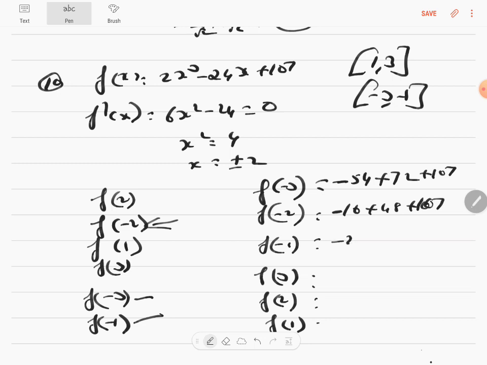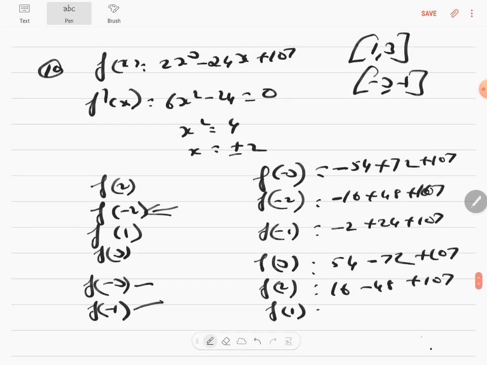minus 1 means minus 2 plus 24 plus 107, 3 means 27, it will be plus 54, it will be minus 72 plus 107, and 2 means it will be 16 minus 48 plus 107, and f of 1 means 2 minus 24 plus 107.